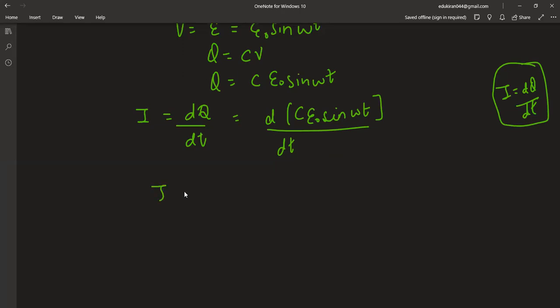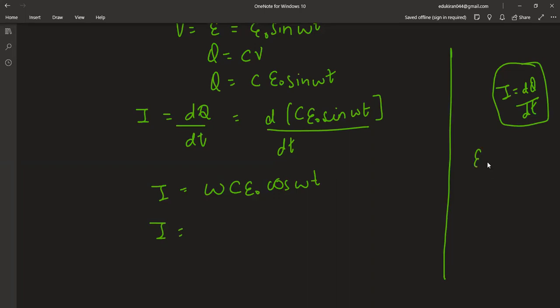So I is equal to omega will come out. C, E naught are already constants and this becomes cos omega t. Why not minus and why not getting divided? Because integration is not there. This is differentiation. And since the first class of AC, even before that, I have been constantly telling you how to differentiate the trigonometric values.